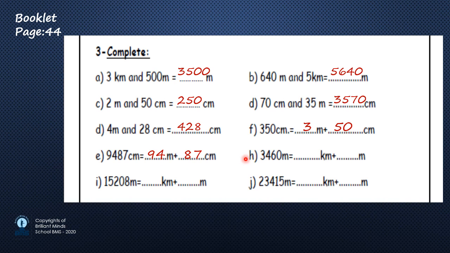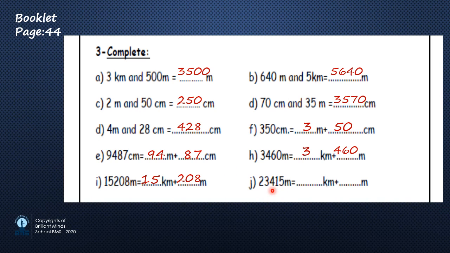Okay? Number H, 3,460 meters. We said what? Old house to the meter and the new house to the kilometer. So 3 in the kilometer and 460 in the meter. Number I, 15,208 meters equals how many kilometers and how many meters? We said old house, unit, tens, 100 with meter, 1,000 and 10,000 with kilometer. So 15 in the kilometer, 208 in the meter.